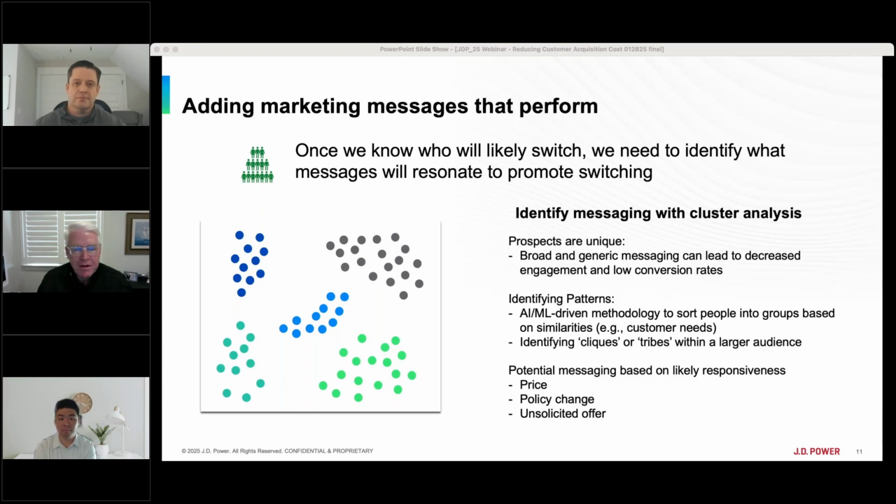So I think the key takeaway here is that with lead scoring, not only do you get a score or a ranking for each prospect, you're also getting a one-to-one messaging match. So for each individual prospect, you'll know which message would resonate the most.